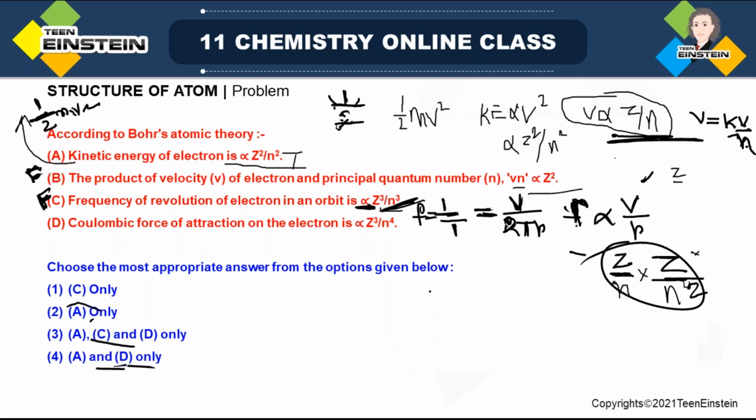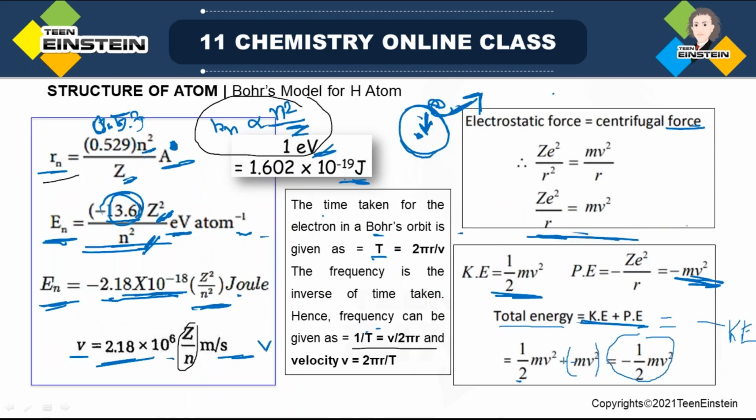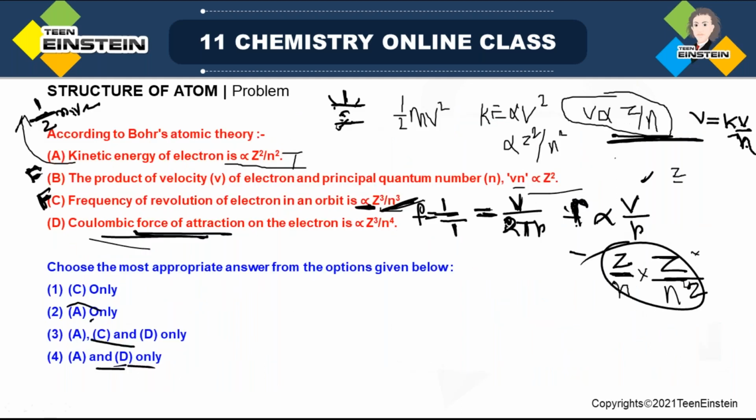Now here B and C are false and A is correct, but we also have to check the next one, which is Coulombic force of attraction. Now what is Coulombic force of attraction? Remember in the last slide again, we have seen that electrostatic force is this one, and electrostatic force is attraction between positive charge and negative charge, which is another way of saying Coulombic force. So we can write that Coulombic force is actually equal to Z E square divided by r square.